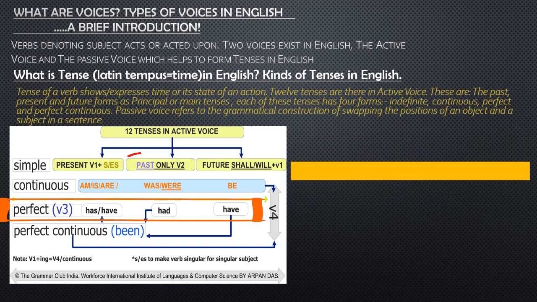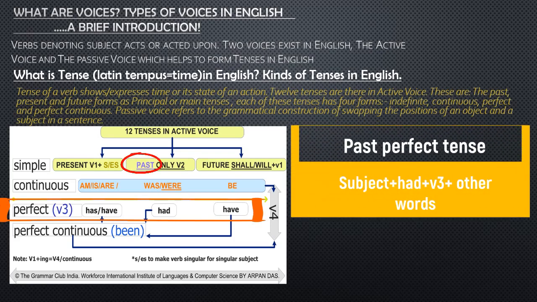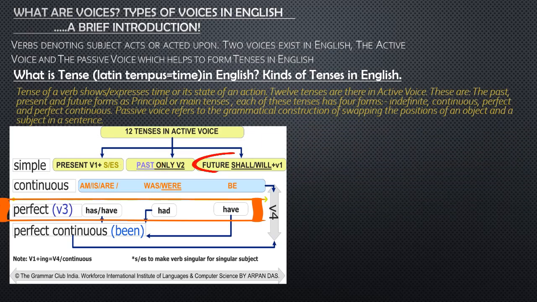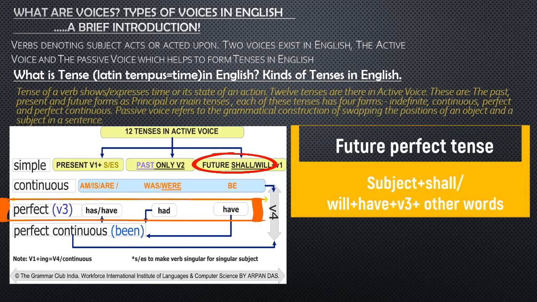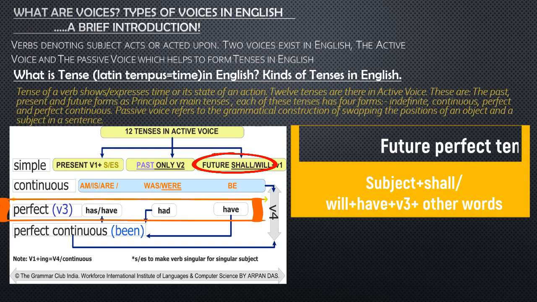For past perfect work stream, we have past perfect tense with tense structure as subject plus had plus V3 plus other words. For future perfect work stream, we have future perfect tense with tense structure as subject plus shall or will plus have plus V3 plus other words.